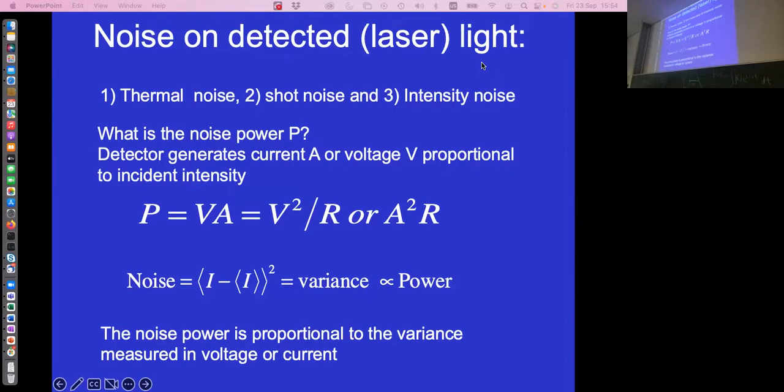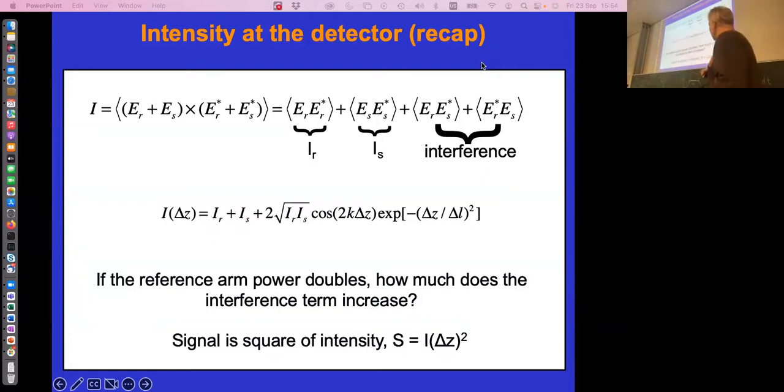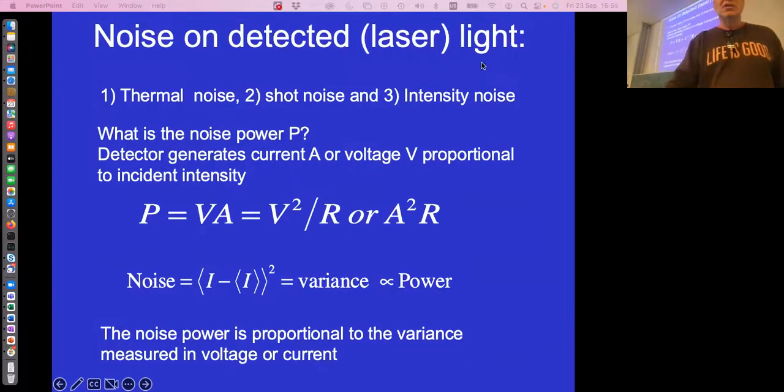As you might remember, I introduced on this slide the signal as the square of the intensity. And that is nice because the intensity is measured in volts or currents. That's how my detector measures it. And then my signal is the square of that. That then nicely matches my definition of power here: the voltage or the current squared divided by a resistance, with proportionality.